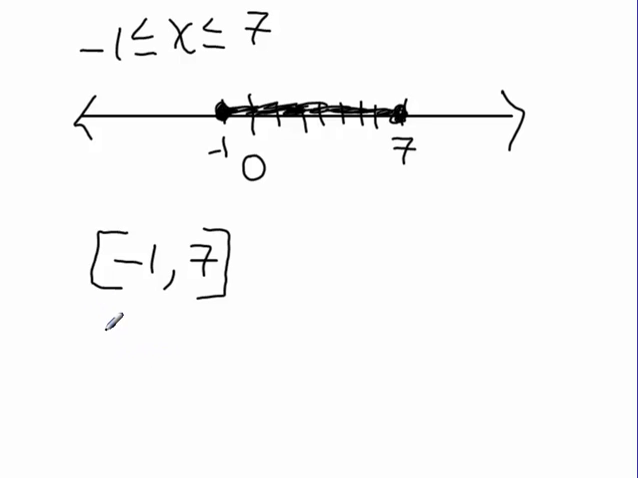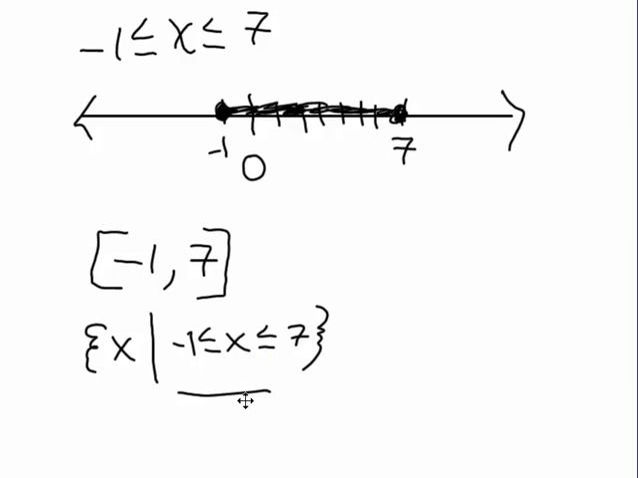In set builder notation, we would say the set of x values such that x is between, that's negative 1, less than or equal to x, which is less than or equal to 7. So the final answer that we found simply goes right here in the set builder notation. I just got fancy and said the set of x values such that negative 1 is less than or equal to x, which is less than or equal to 7. And then I close my set because I'm done with it.